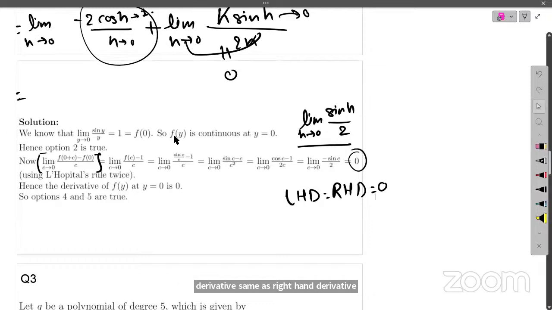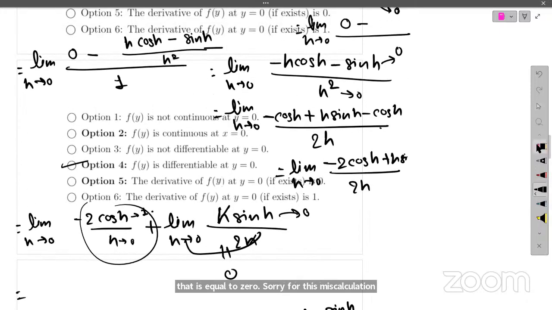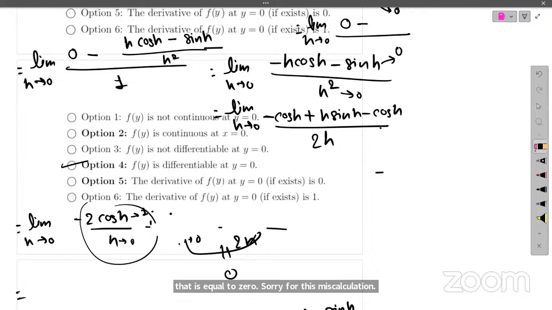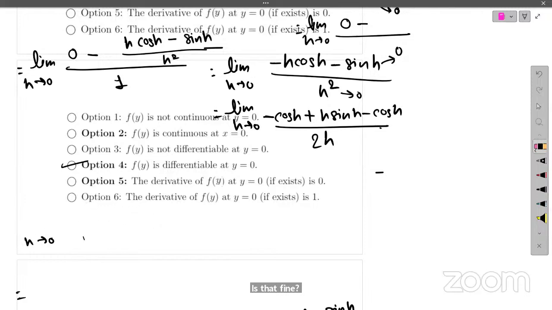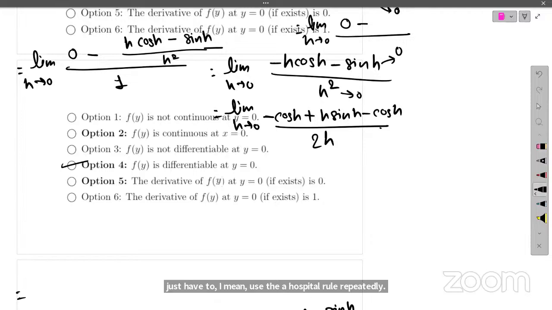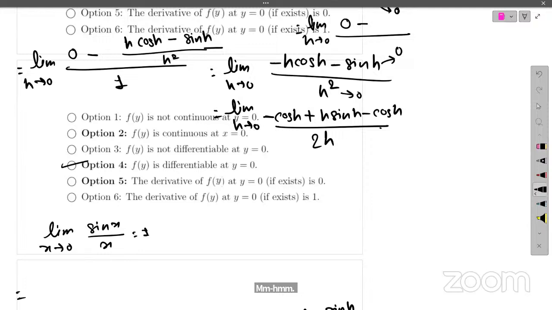Okay. Sorry for this miscalculation. Is that fine? We just have to use the L'Hospital rule repeatedly whenever we get 0 by 0. Fine, or any doubt? As x tends to 0, what is sin x by x? This limit is 1, right? Limit x goes to 0 of sin x by x. This limit is 1. We just calculated it by L'Hospital rule.